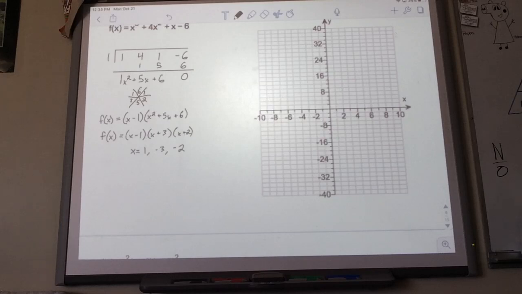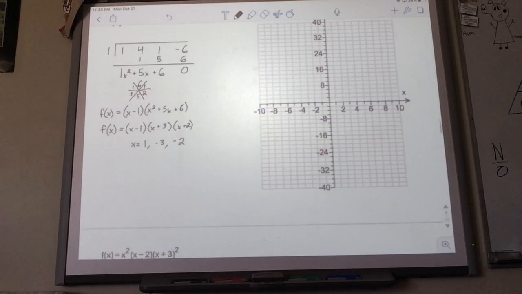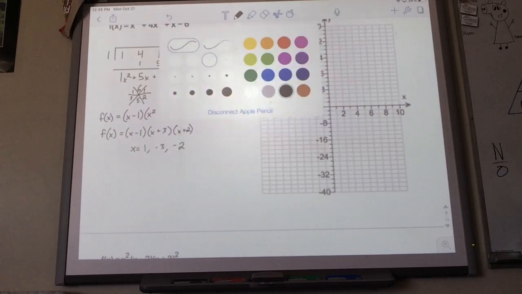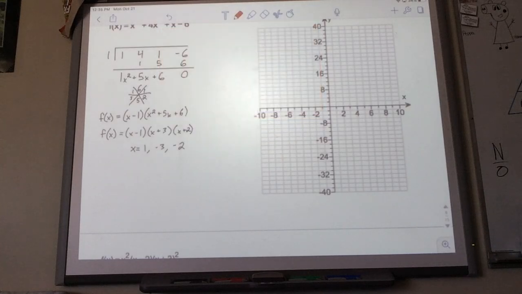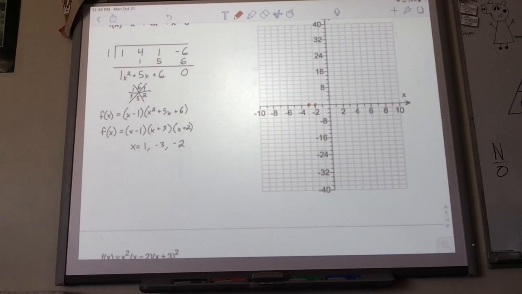Okay, so those are your x's, so we can put those dots onto our graph. We know that those are our zeros and our x's, so we can put those down. So my points are going to be negative 3, negative 2, and a positive 1. Okay, and those all come from this right here.